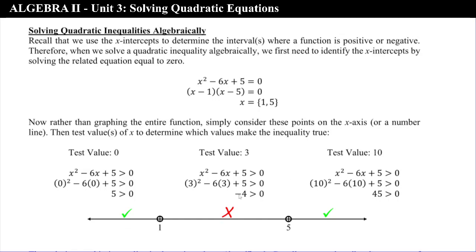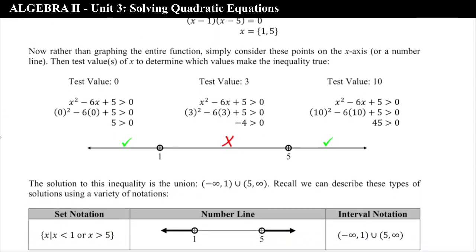Then we move on to a number between 1 and 5. In this case, we use 3. When we put 3 into our inequality, we get negative 4 is greater than 0, which is false. So we put an X on that part of the number line so that we know that is not going to be included as part of our solution. And then finally, we find a number that's greater than 5. We use 10 here as our test value, plug that into our inequality, and we find that 45 is greater than 0. That's true, so we put a check there, and that gives us the portions of our number line that will be included as part of the final solution.